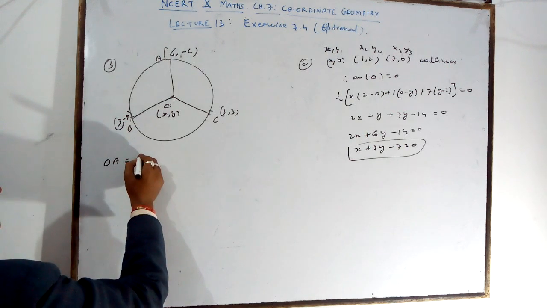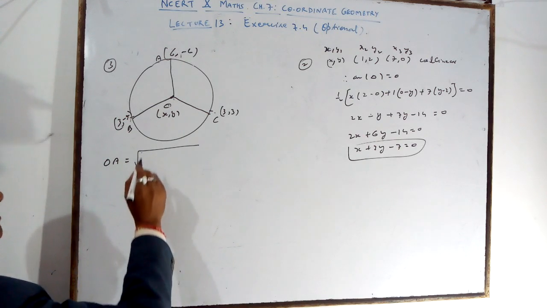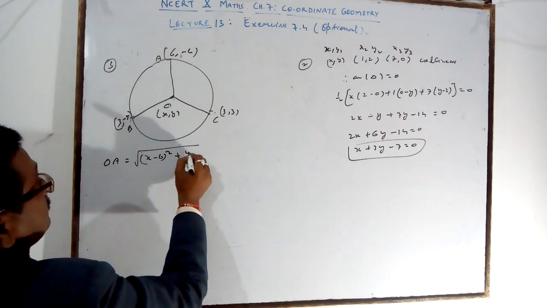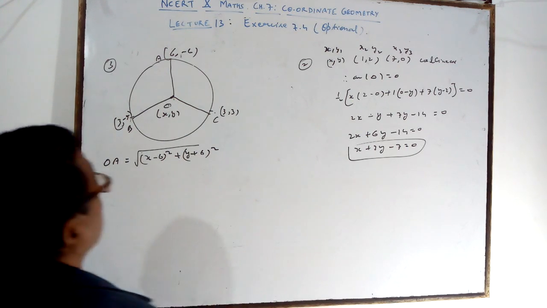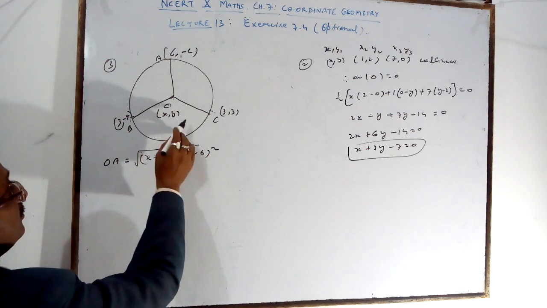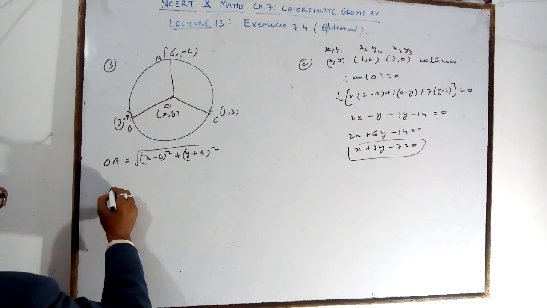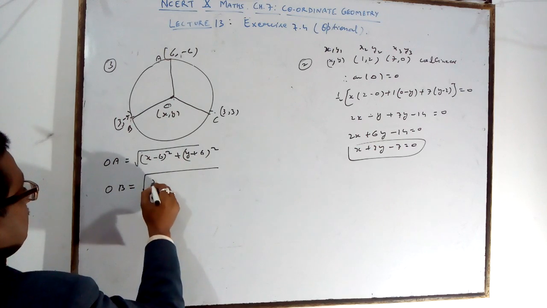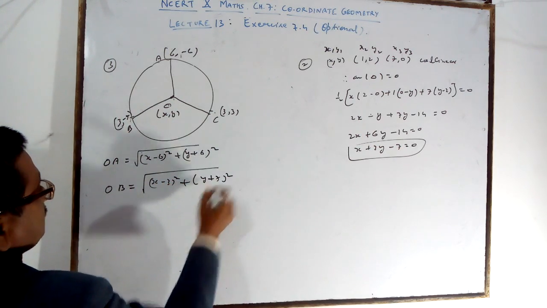So what will you get? Under root x2 minus x1 whole square. The distance formula will apply: x minus 6 whole square plus y plus 6 whole square. OA is equal to OB, OA is equal to OC here, and OB is equal to OC. OB is equal to under root x minus 3 whole square plus y plus 7 whole square.